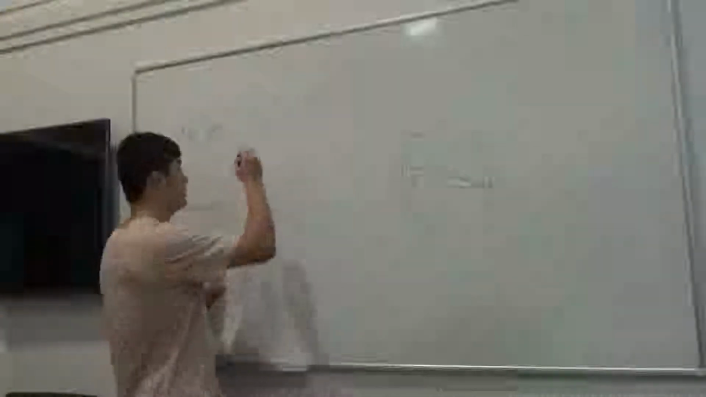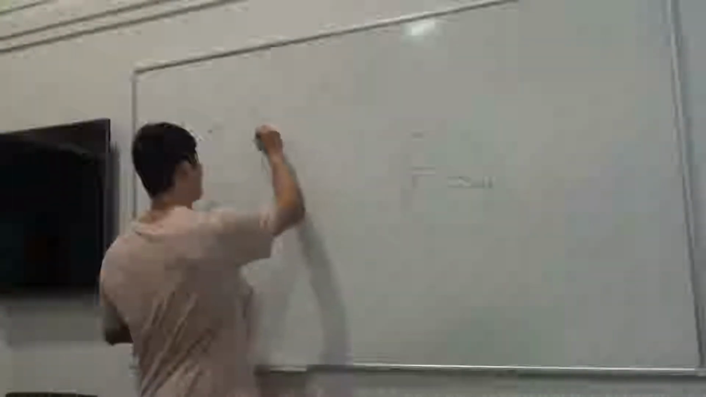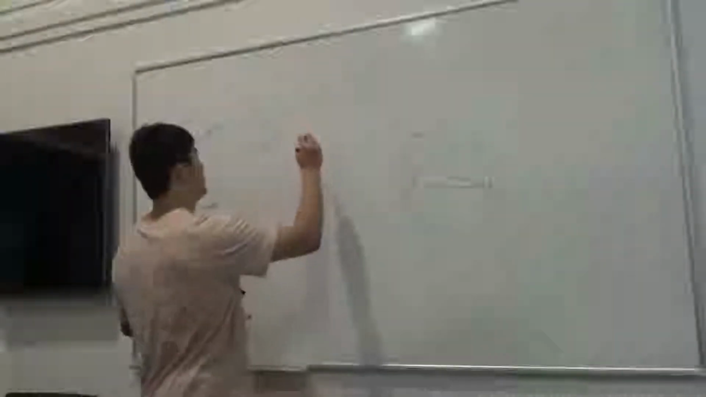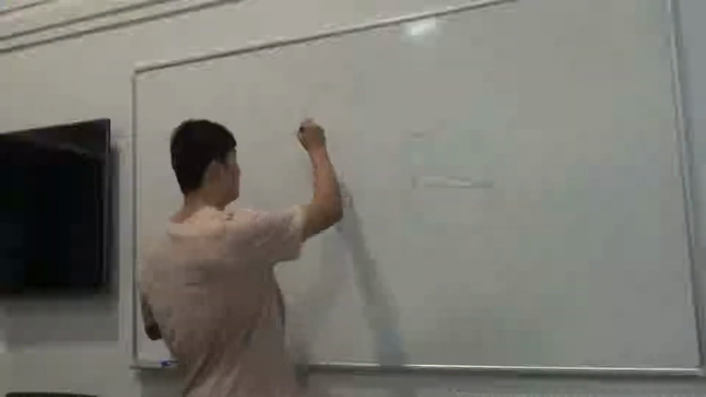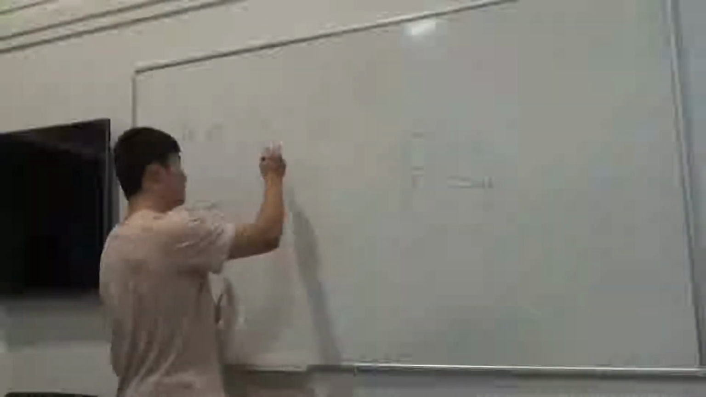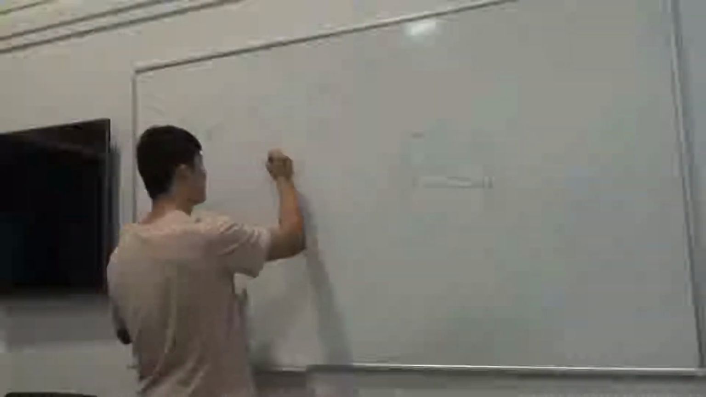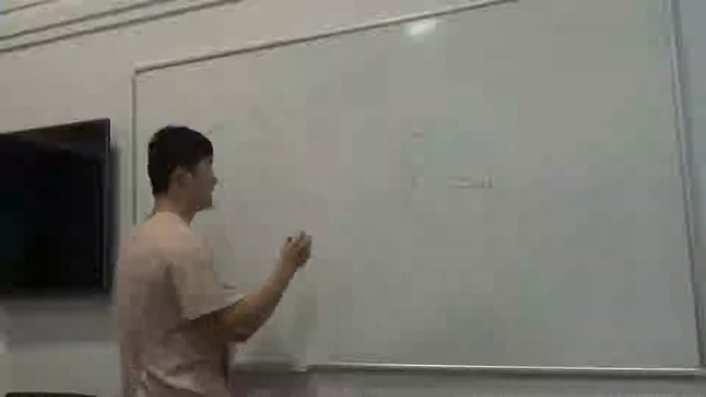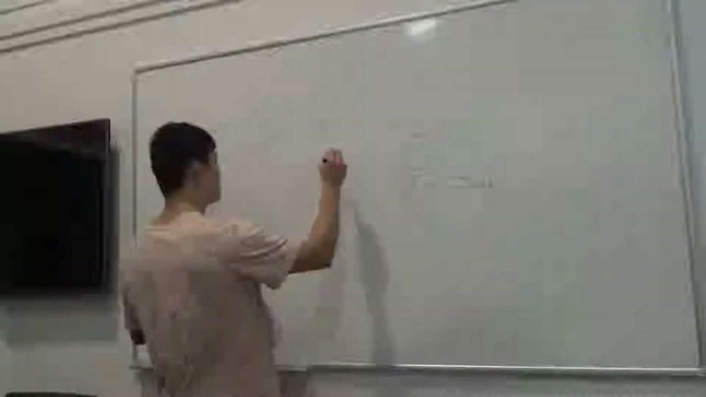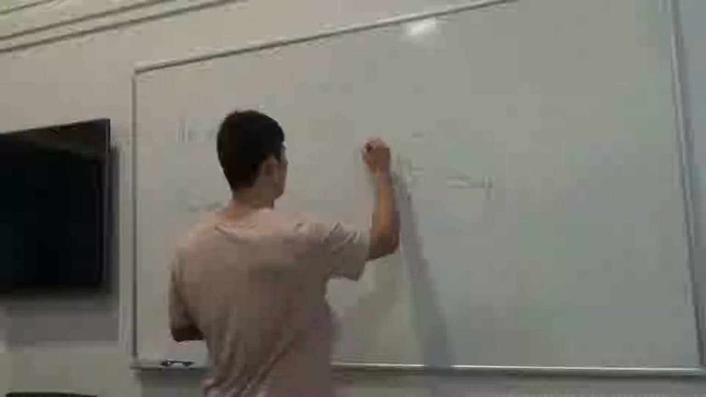So for the far point, the object will be at an infinite distance, and the image will be forming on the retina, which is 0.02 meters away. So 1 divided by infinity is just 0, and this is 50. So our power at our far point is 50 diopters.